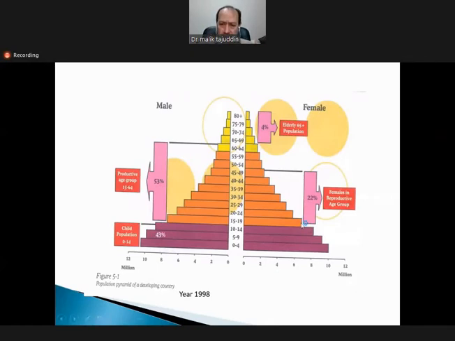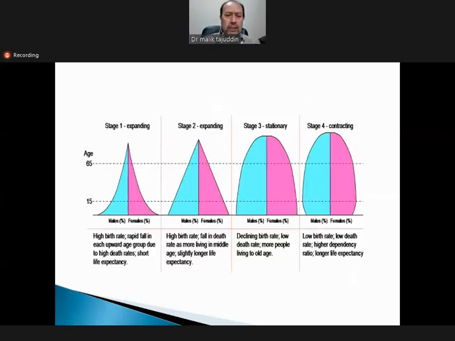Now, another thing: this is the females in the reproductive age group from 15 to 45. So 22% of the females are in the reproductive age group, and through that you may find out how many children are going to be born in the next year.